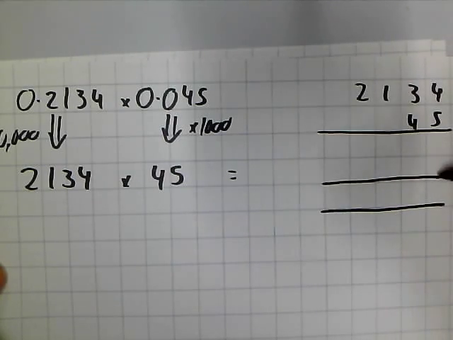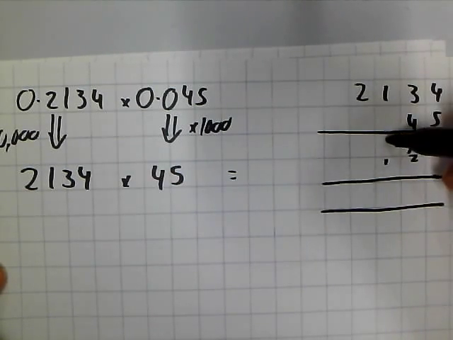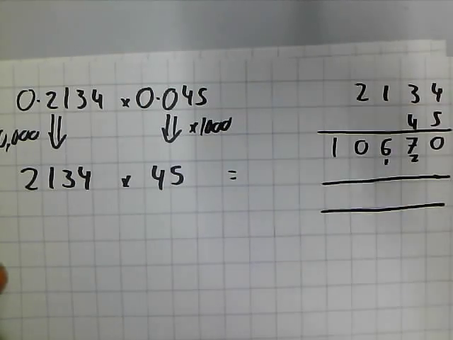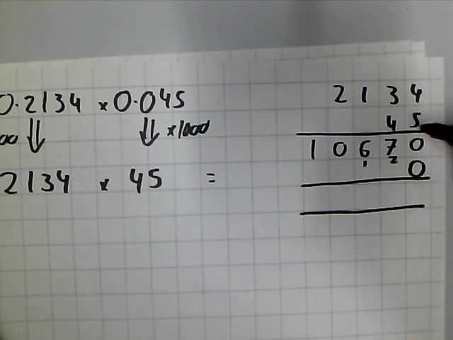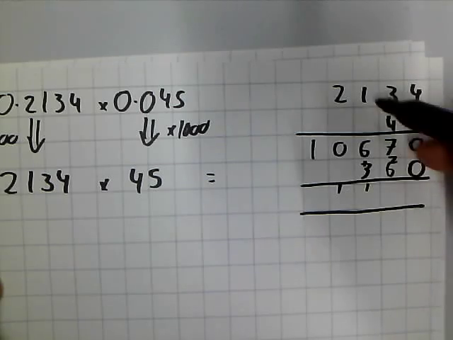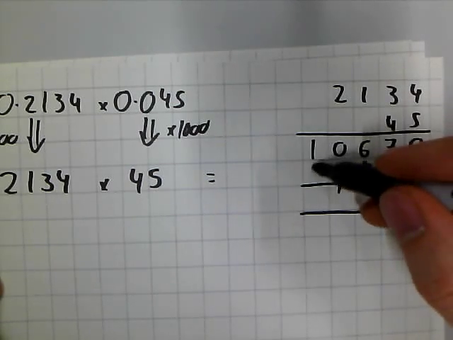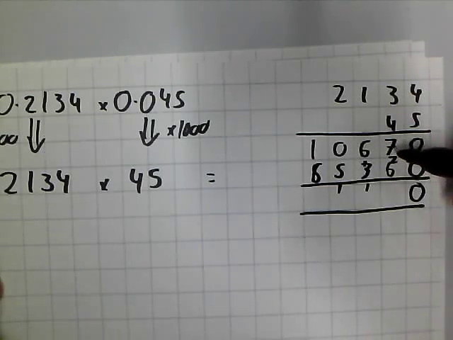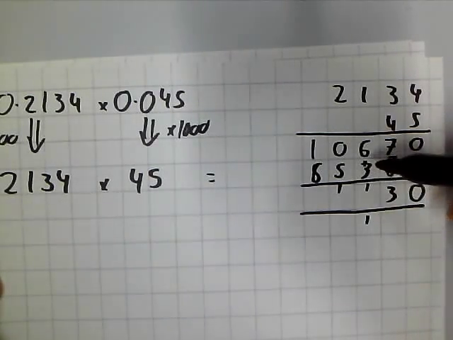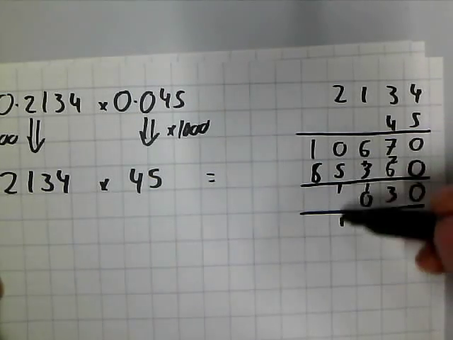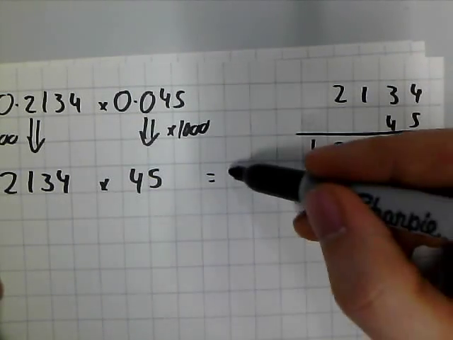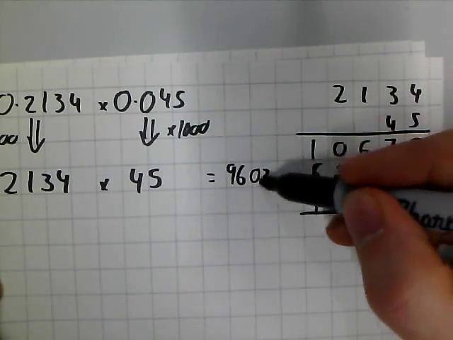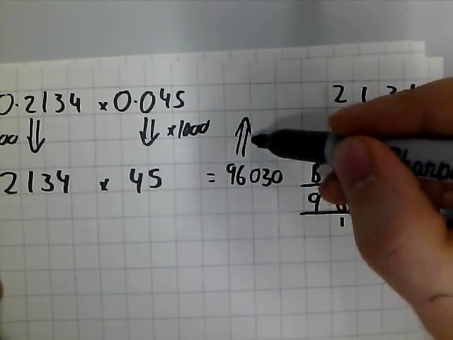5 times 4 is 20. 5 times 3 is 15, plus the 2, 17. 5 times 1 is 5, plus the 1, 6. 5 times 2 is 10. Placeholder 0, because I'm now multiplying by 40. 4 times 4 is 16, 4 times 3 is 12 plus the 1, 13, 4 times 1 is 4 plus the 1, 5, 4 times 2, 8, and now add 0, so 13, 10, 5, 6, and 9, so that's 96,030. So now I just need to divide by 10,000 and then 1,000.